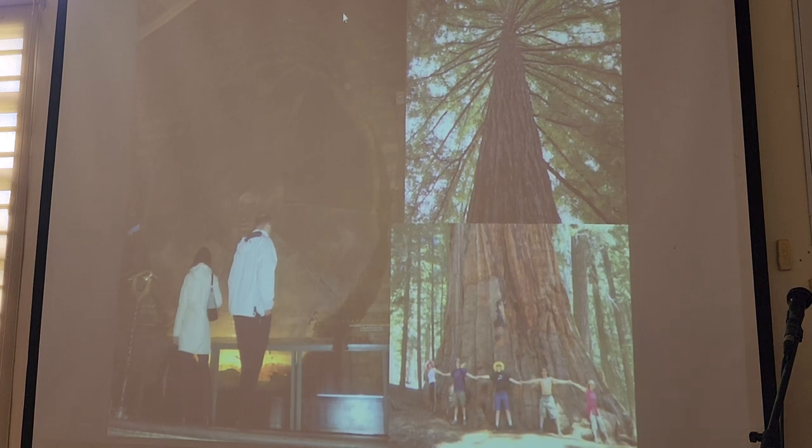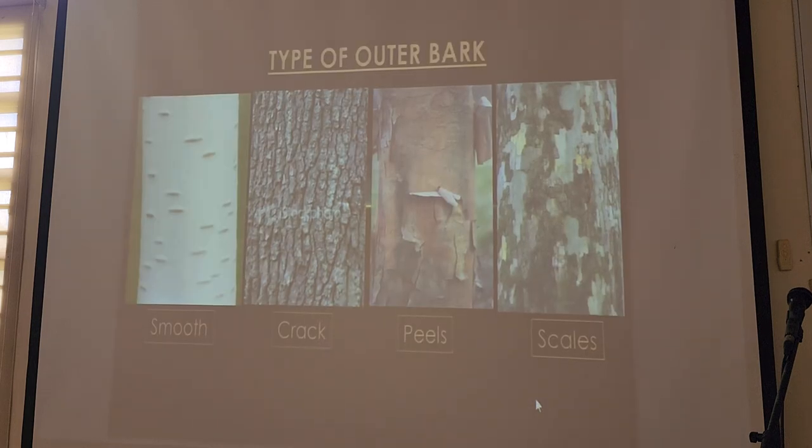It's old. So they have this, and then they put the timeline of human history on top of this wood ring to show what this tree has witnessed over the history of humans. So many people need to join hands to encircle the girth of it.